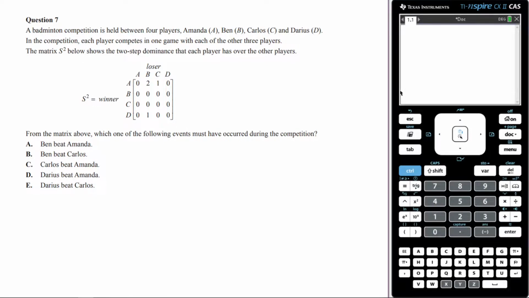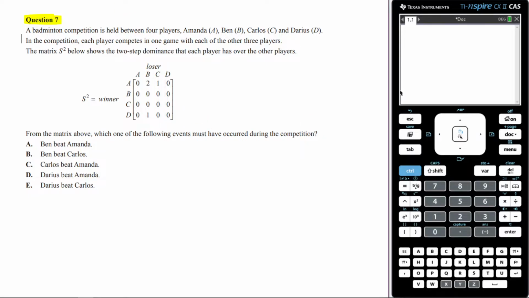All right, I really like this question because it gets you to think. Question 7. A badminton competition is held between 4 players, Amanda, Ben, Carlos, and Darius. In the competition, each player competes in one game with each of the other 3 players. The matrix S squared below shows the 2-step dominance that each player has over the other players. From the matrix above, which one of the following events must have occurred during the competition?